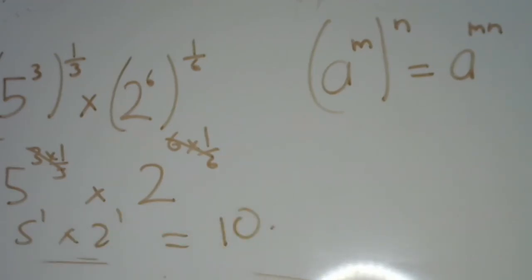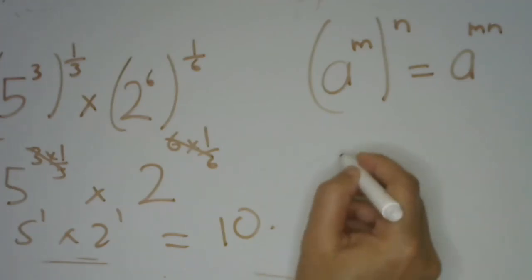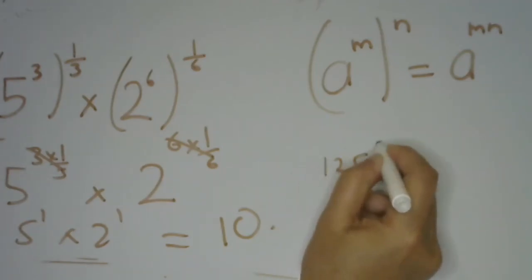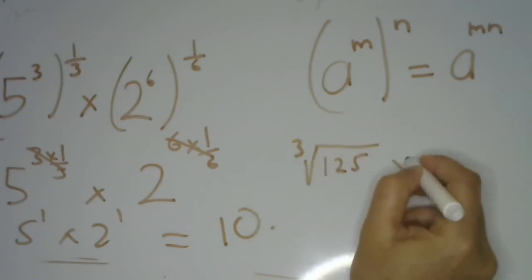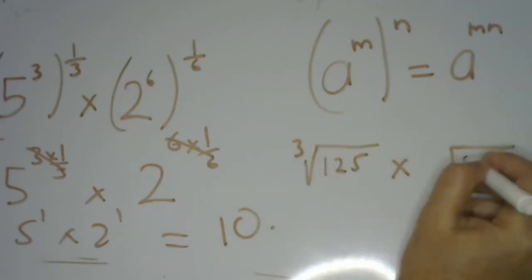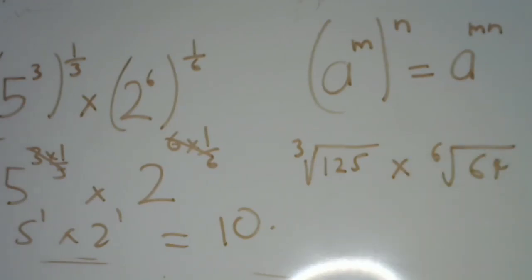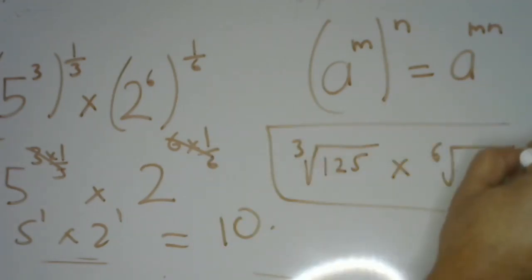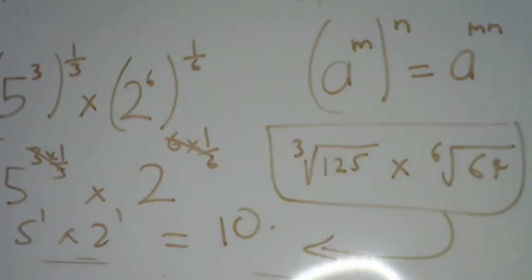And that is the solution for the original problem, which was the cube root of 125 multiplied by the 6th root of 64. So this was the problem, and this is its solution. That's how you reduce something. I'll stop here.